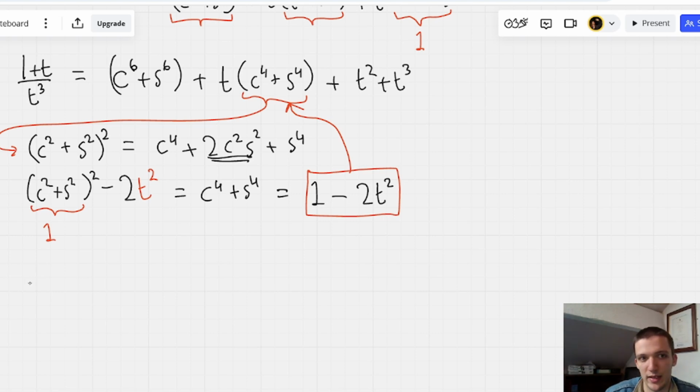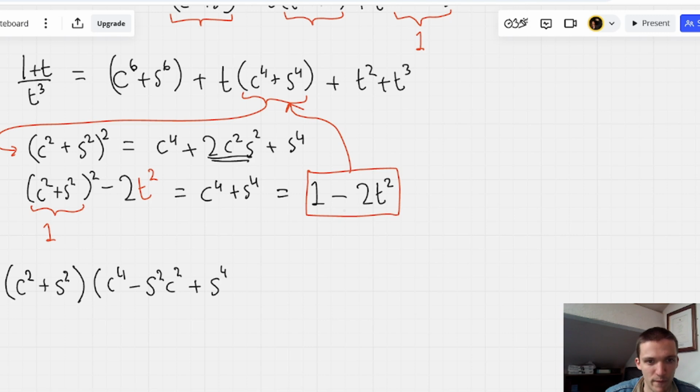So let's say c squared plus s squared. That's hopefully going to be a factor. Let me try multiplying that by c to the 4 to get that c to the 6 term. Now I'm going to have to take off an s squared somehow. That's going to be minus s squared c squared, perhaps. This is going to multiply there to make an s squared c to the 4, which is what I want to take off when these two multiply together. Then I'm going to add on an s to the power of 4.